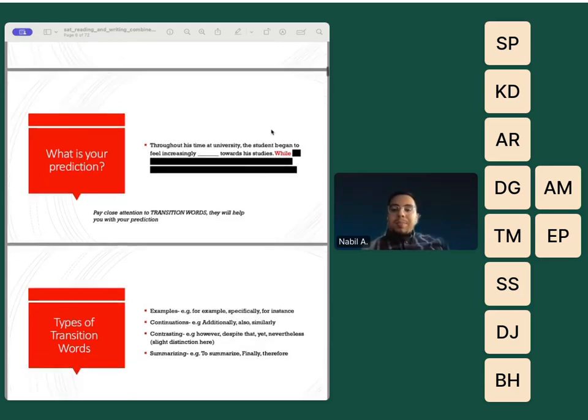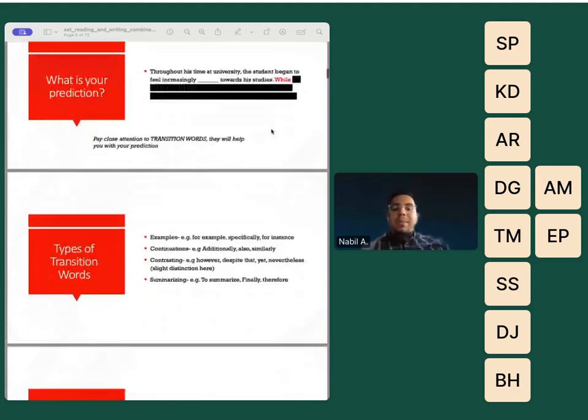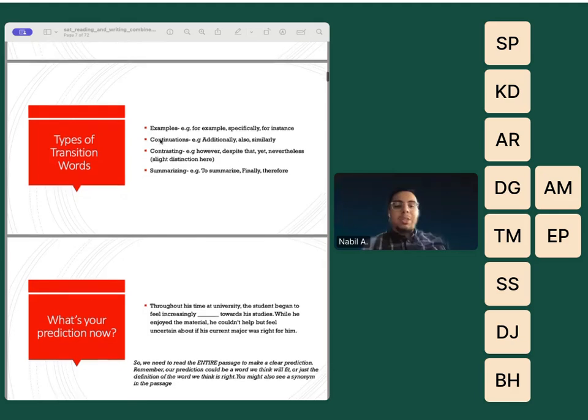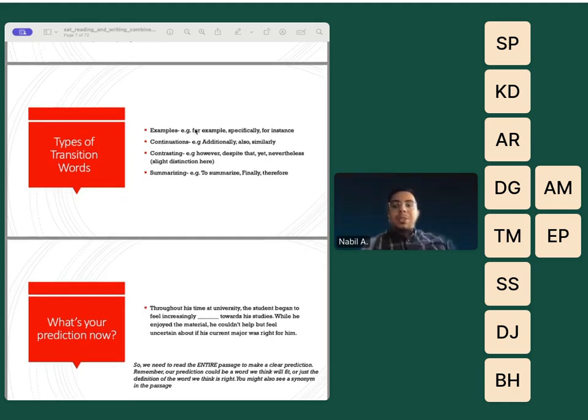There are also a variety of other transition words here that I want you to pay attention to. They're grouped into categories such as examples: for example, specifically, for instance; continuations; contrasting transition words; and summarizing. I don't expect you to memorize all the transition words, but it's key to understand that if I have a transition word like for example, that means we're going to be seeing an example of an idea that was expressed earlier.